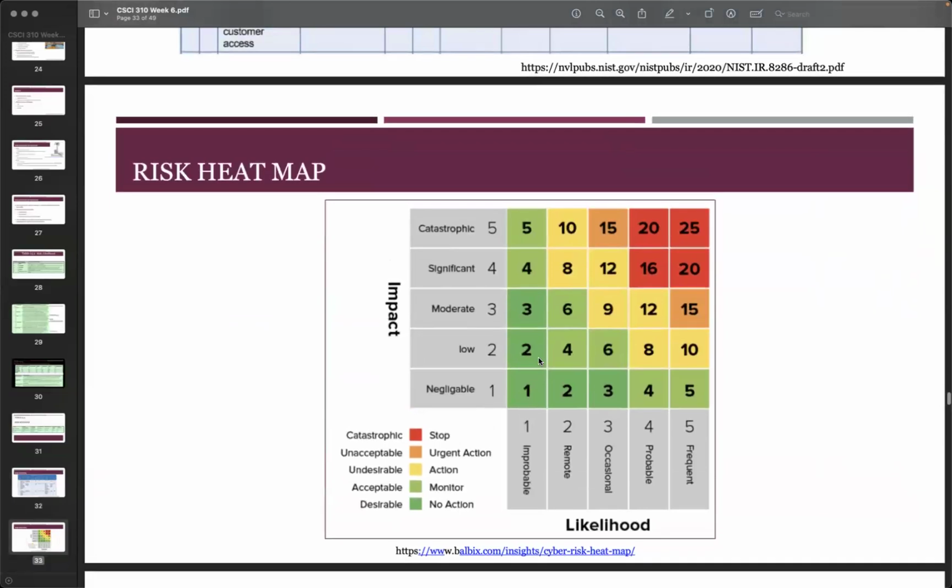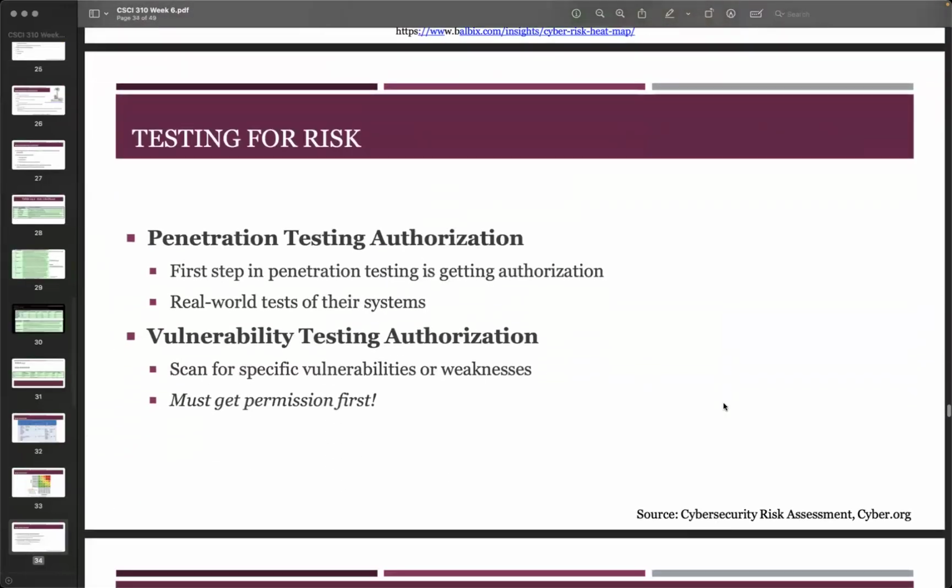And also we have the heat map. The heat map shows different levels: green is the lowest, and when we get to red, it's the highest, like this one, 5 to 5. So that's also another way.